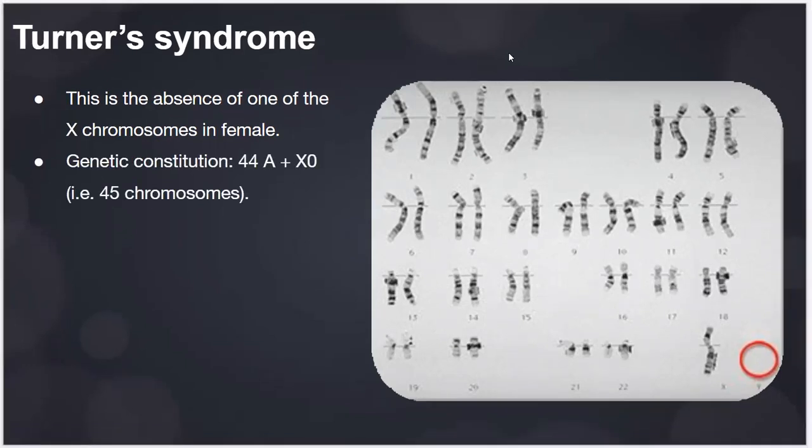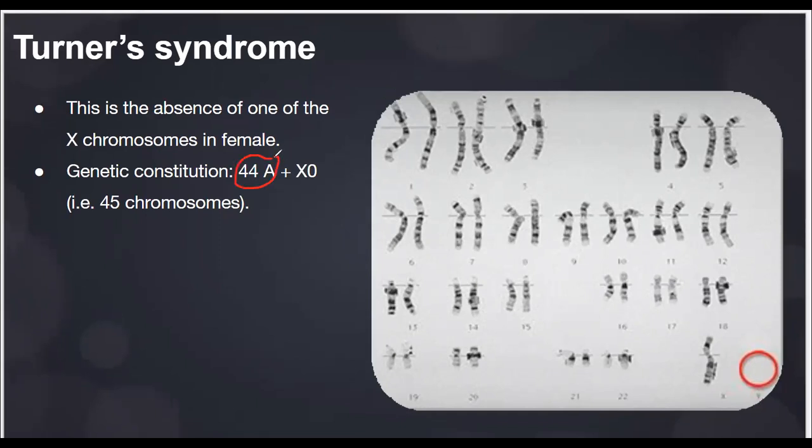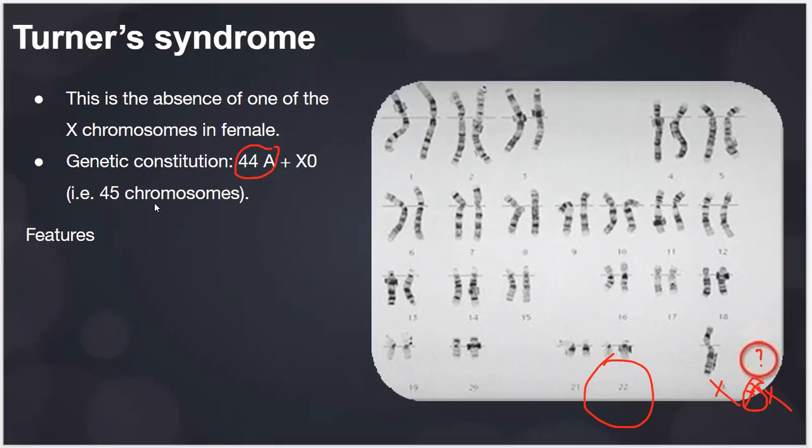So what will happen? The genetic constitution will be: autosomes are normal, 44 autosomes are there, that is 22 pairs of autosomes. But instead of 2X, 1X is missing. So instead of 2X, this X is not there. It's missing, lost or absent. Right? So total number of chromosomes instead of 46, how many do they have now? One less, that is 45.